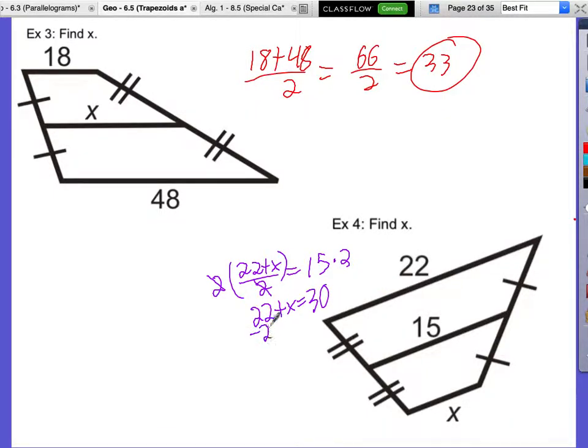Subtract 22. Kaylee, head up, please. I'm going to say we can't have the lights off. We're going to have heads down. Yeah, I sleep with the lights on sometimes.